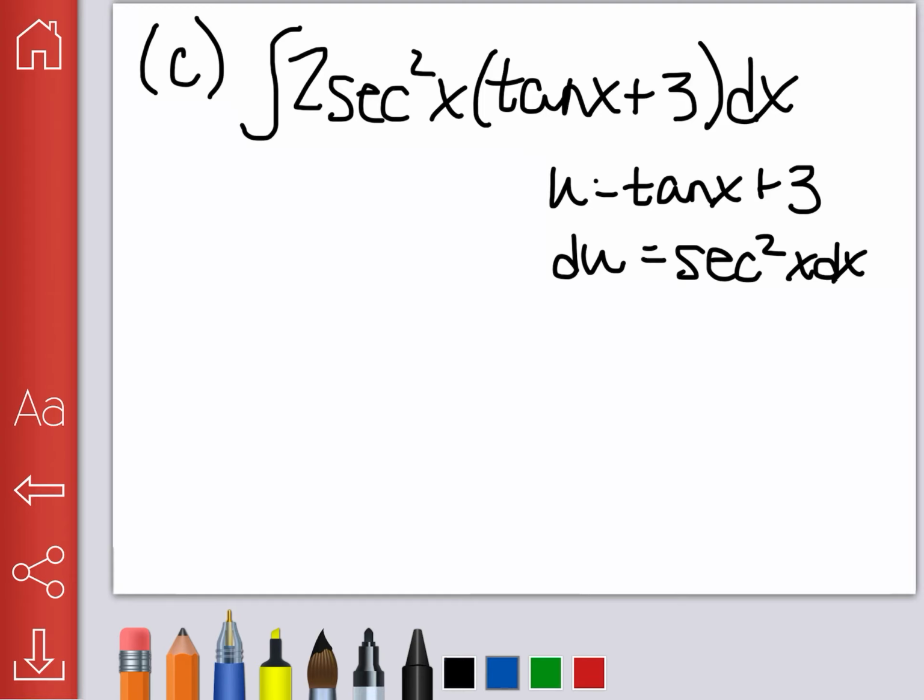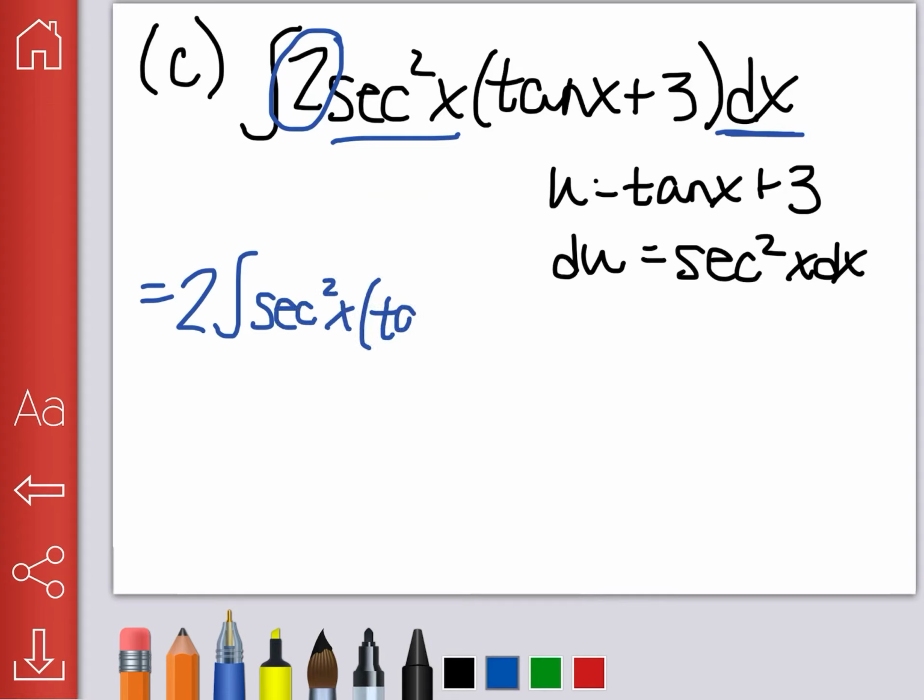Now, here's where this is kind of backwards from what we were just doing. I have a secant squared x dx already in my problem, but I have this random 2 already in there, and it's already in my integrand. It's not in what I just differentiated. So what I'm going to do is rewrite it so that it's on the outside. So instead of there being a 1/2 on the outside, there's going to be a 2 on the outside. I'm not changing it. Okay?